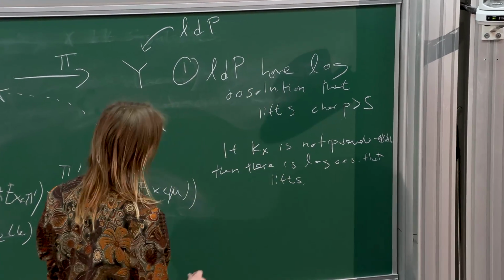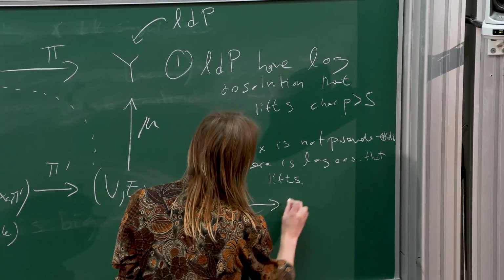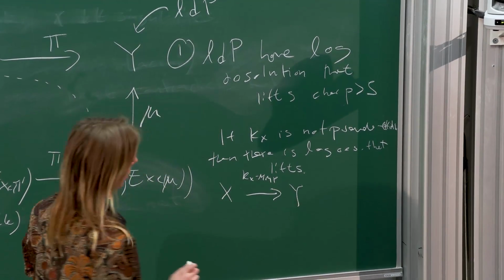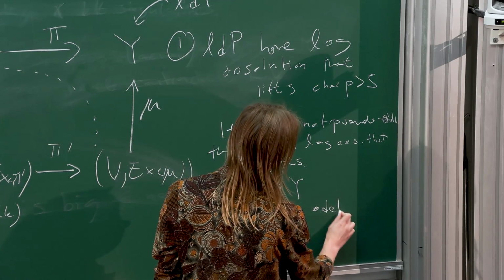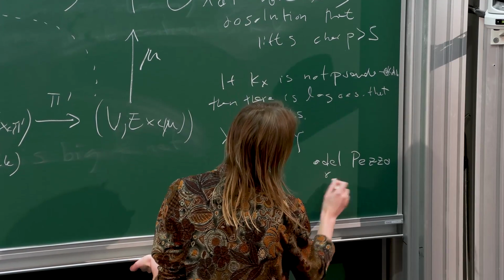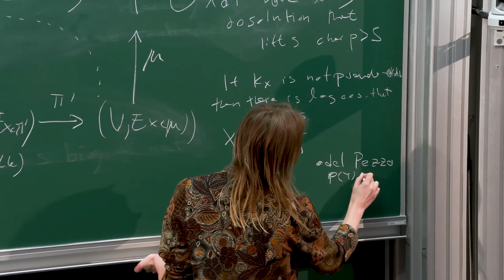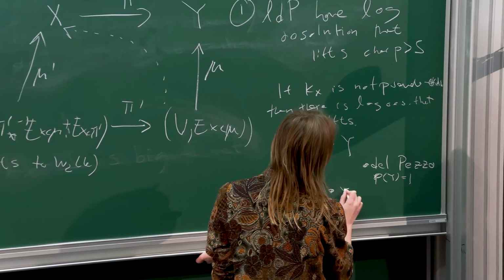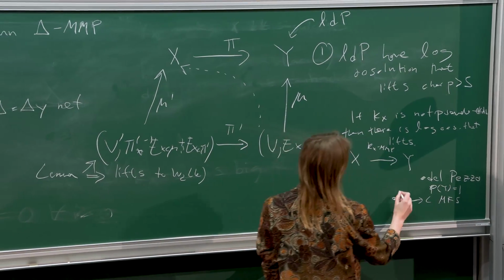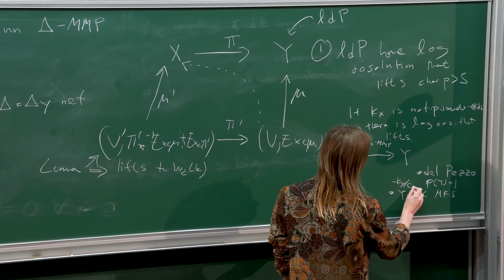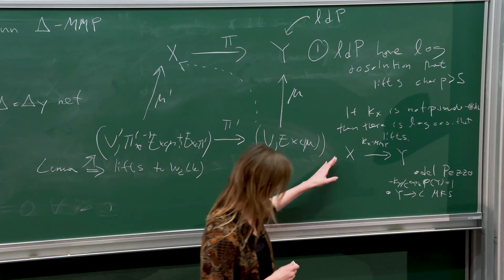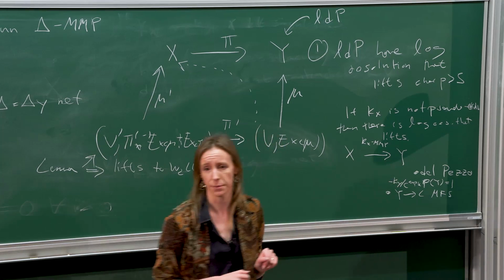So what is meant by pseudo-effective? It just means that a KX MMP is going to end with Y, and either Y is going to be a del Pezzo of Picard rank 1, or it's going to be a Mori fiber space, so minus KY is ample over C. So this is what is meant. Anyone that has an MMP that ends like this has a log resolution that lifts.